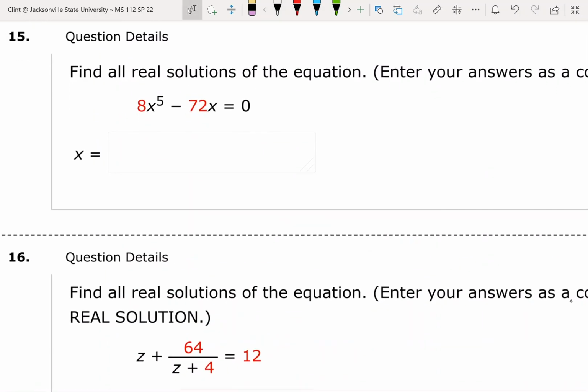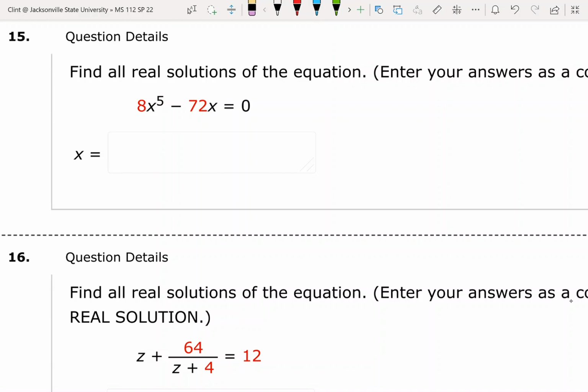Number 15 is find all real solutions of the equation. And the thing that stands out looking at this one is that we've got this fifth power here. So we've got a degree that's bigger than two. So we really only have one method for attacking these, and that's factoring.